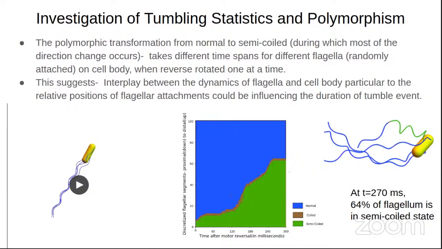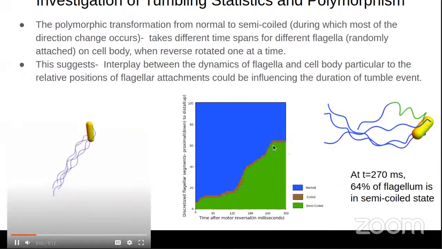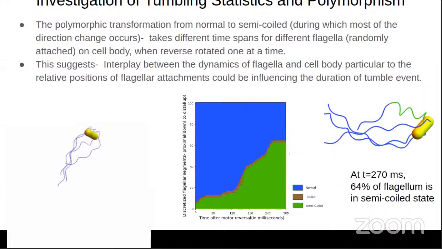Okay, thank you. So we've done studies further, not just with 2 flagella but also with 4 flagella, and I've put the video here. We see that depending on which flagellum we reverse rotate, one at a time, it takes different times for the tumbling direction change to happen. Though it's expected, it goes to show that the complex interplay between the dynamics of flagella and cell body, in particular the relative positions of the flagellar attachments, could be influencing the duration of tumbling. Okay, I think I'm pressed for time here. I'll go to the next slide.